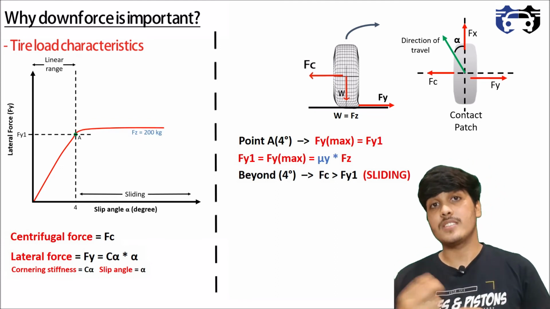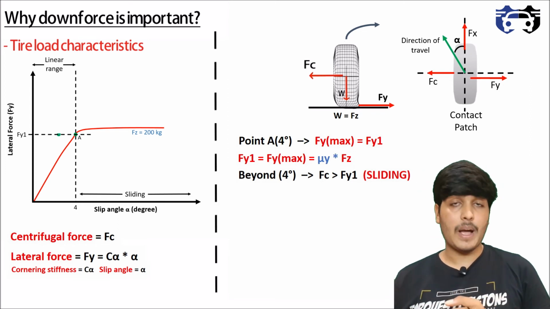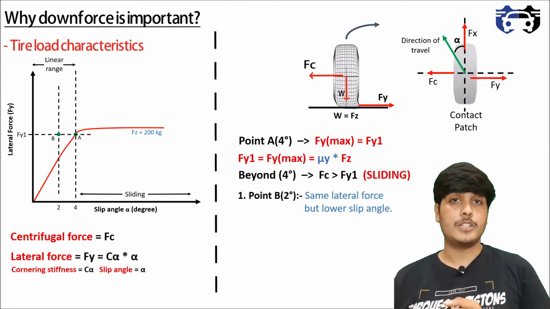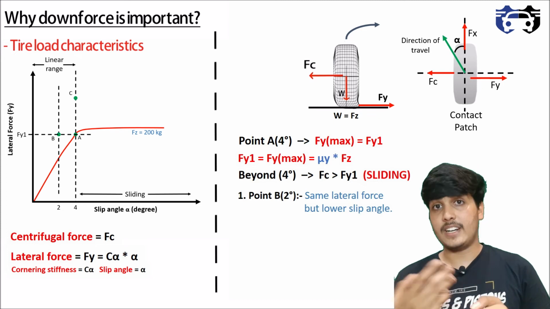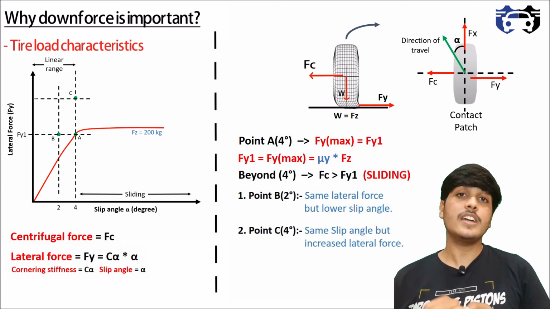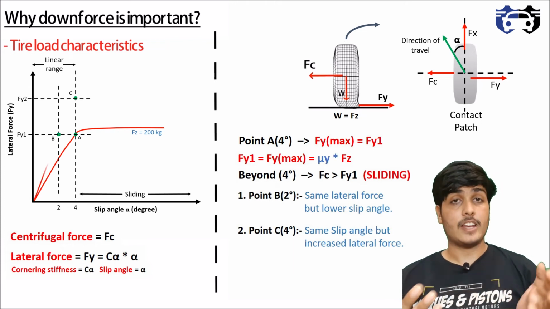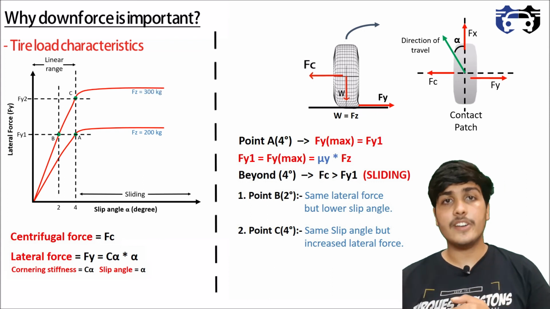We can do two things. Number one, if we can achieve the same maximum lateral force at the lower slip angle, that is point B, suppose 2 degree. Or number two, if we can increase the vertical load at the same slip angle of 4 degree, that is point C, which will give the increased value of the lateral force. So here by joining the point B and C, we can get the tire load curve at the increased value of vertical load, suppose 300 kg.